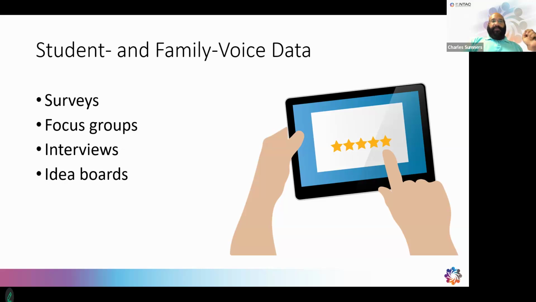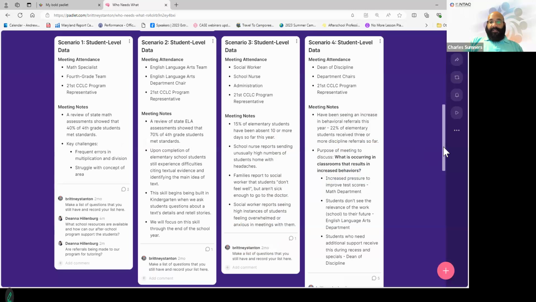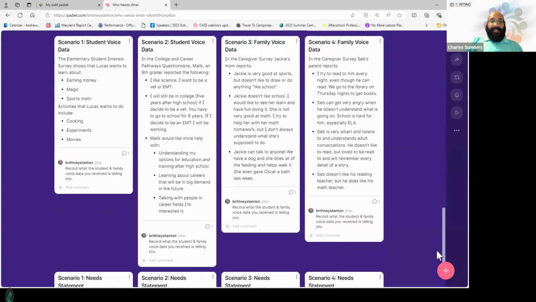So let's do another little activity here. In this activity, we've received our student and family voice data. So we're going to review it and we're going to record in the Padlet what we feel like it's telling us and what questions you might still have. So right now we're looking at that third row of the Padlet there, and we're taking a dive into our family and student voice data.